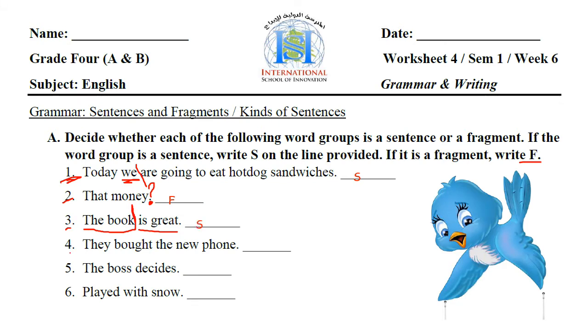Number 4, they bought the new phone. Now I know what they did. They bought a new phone. I got the idea, it makes sense, it has a naming and a telling part. So it's a sentence. Number 5, however, the boss decides. Decides what? Something is missing, right? We don't know what the boss decides. So here I have a missing part, and this is a fragment.